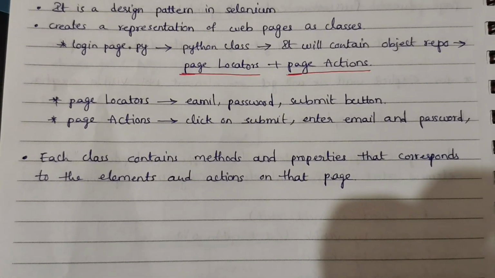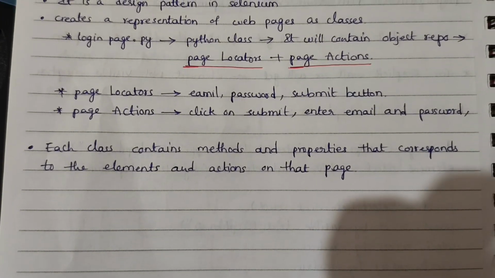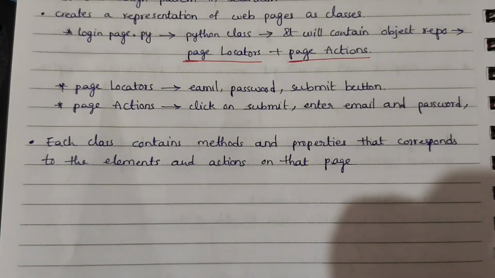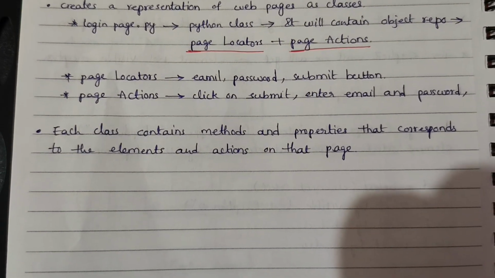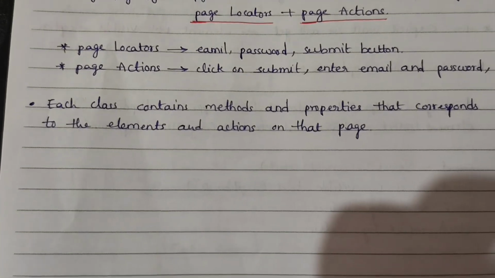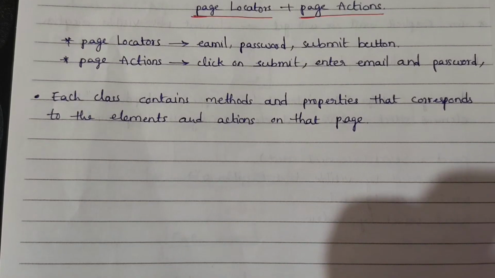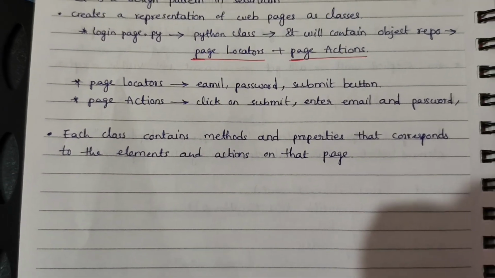It will contain an object repository: page locators plus page actions. Page locators means email, password, submit button. These are the locators. Actions means click on submit, enter email and password. These are the actions. Each class contains methods and properties that correspond to the elements and actions on that page.